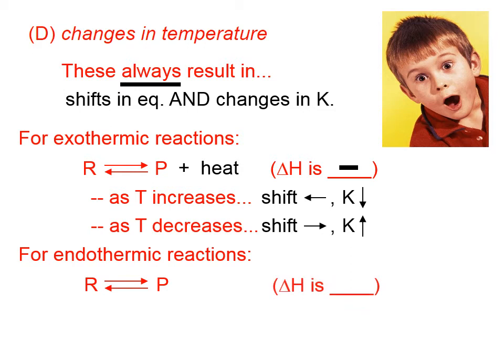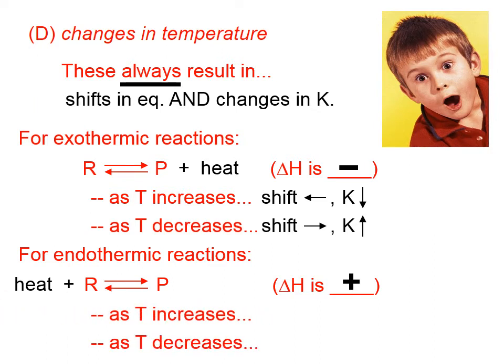Similarly, for an endothermic reaction, where the enthalpy is positive, that is, we are putting heat into the system in order to make it go. In other words, heat goes on the reactant side. As we increase the temperature, look at the equation. The system says, wow, look at all this extra heat, I've got to get rid of it. Shift right. And when you shift right, you get more product and less reactant, so the value of K will increase.